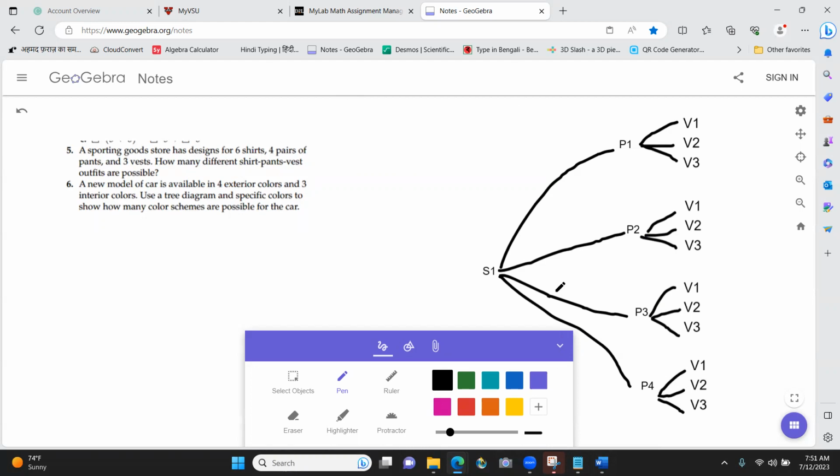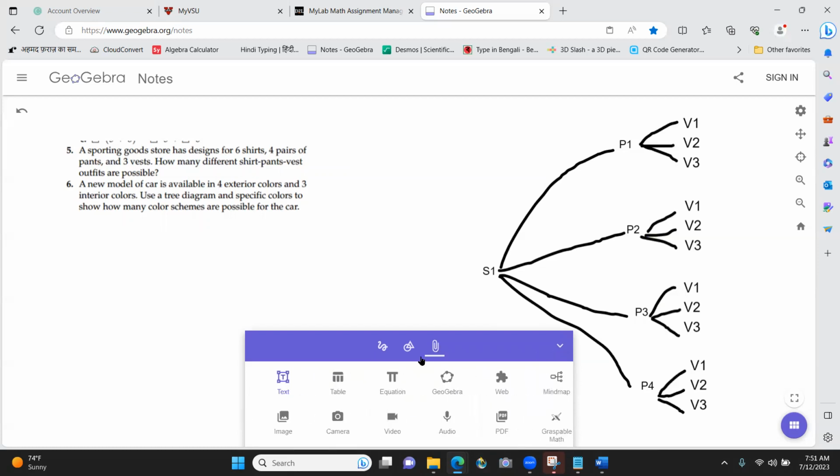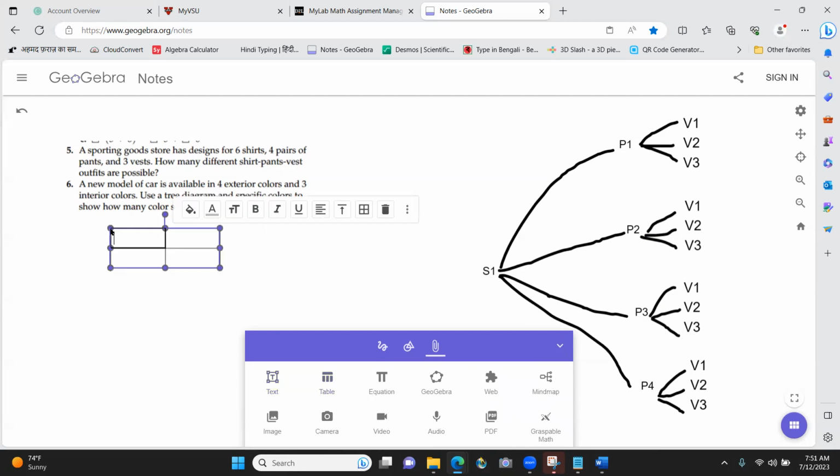How many choices do I have for the first shot? 1, 2, 3, 4, 5, 6, 7, 8, 9, 10, 11, 12. So the answer will be 12 times 6. 12 times 6 is 72. Okay, so it's a tedious process. There's another way we can do it. It's called counting principle. Okay, and that's more preferable.